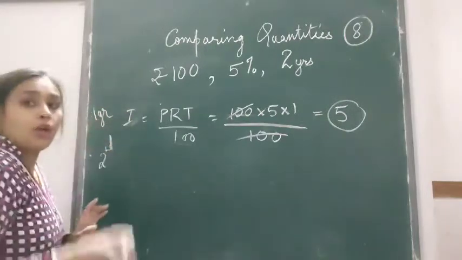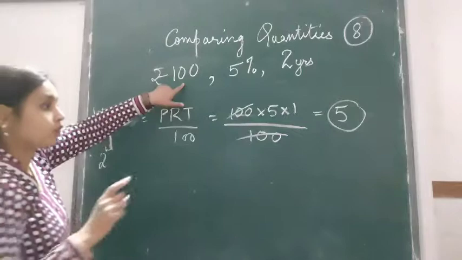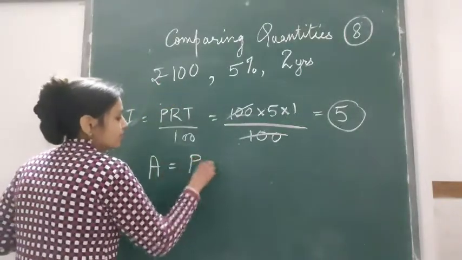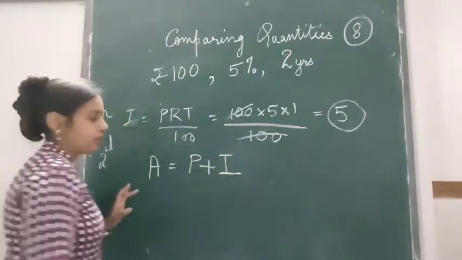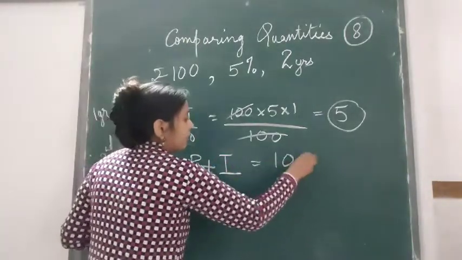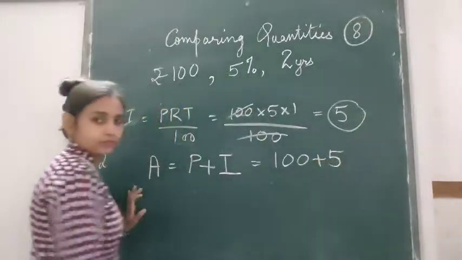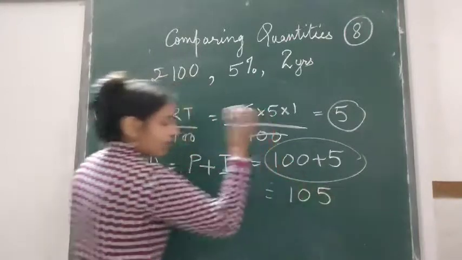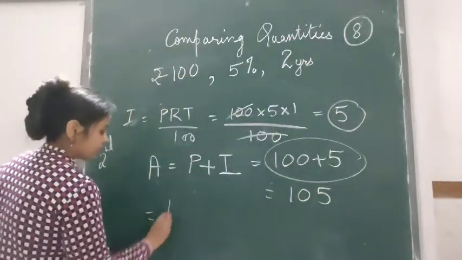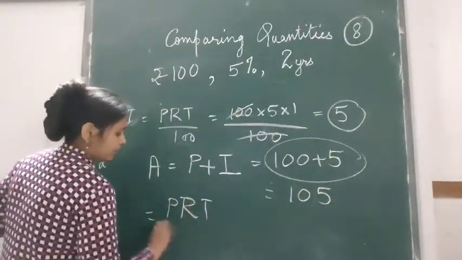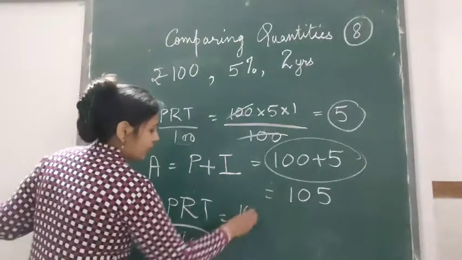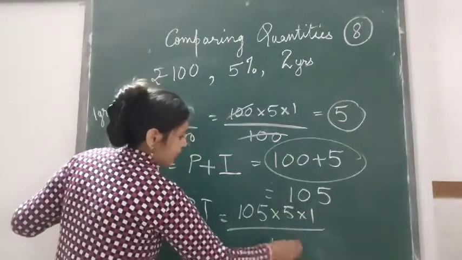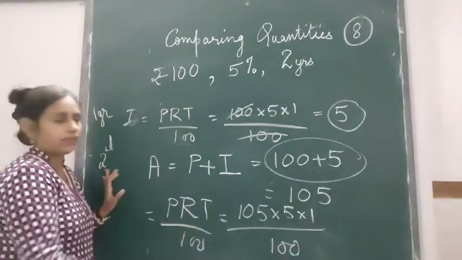For the second year, what does your principal become? Now the amount becomes P plus I. That is 100 plus 5, and this is 105. Now again take out the interest for this, that is P into R into T by 100. That is 105 into 5 into 1 by 100. Okay children, and you get your answer.